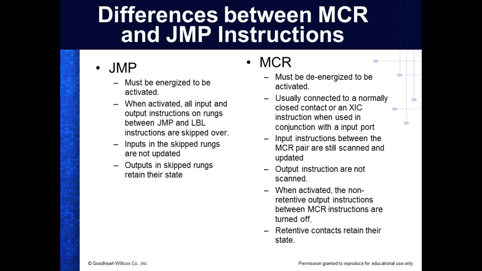An MCR is usually connected to a normally closed contact or an examine if closed instruction when using input for it. So that means if the switch opens or the circuit opens, then the MCR would automatically activate, right? That makes sense? Output instructions are not scanned. When activated, the non-retentive output instructions between the MCR are turned off. Retentive contacts retain their state, but they're not updated. Okay? That's the MCR. You got any questions on the master control reset instruction?